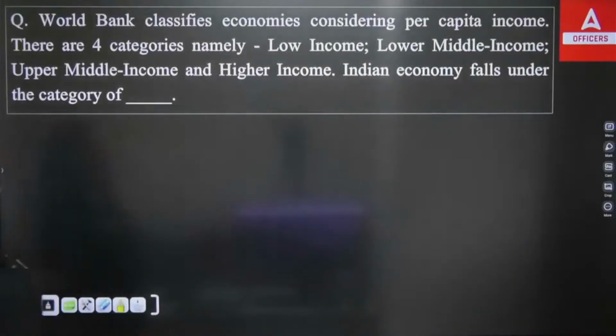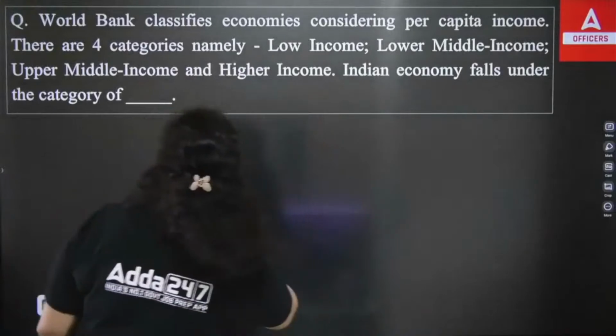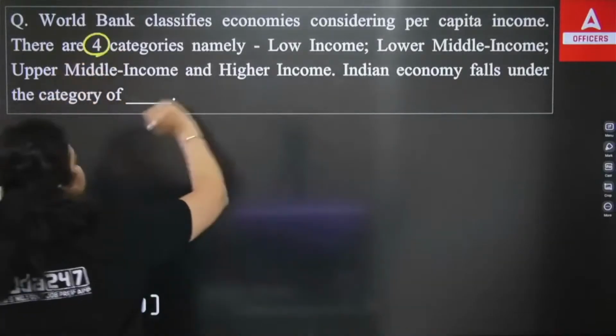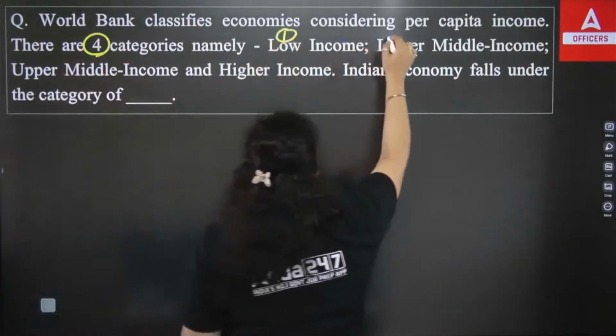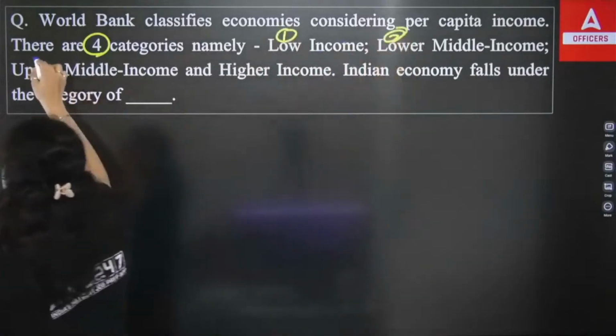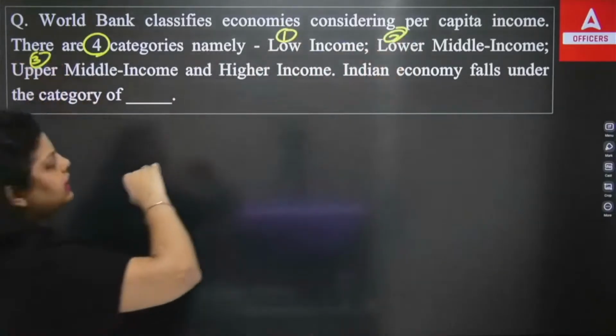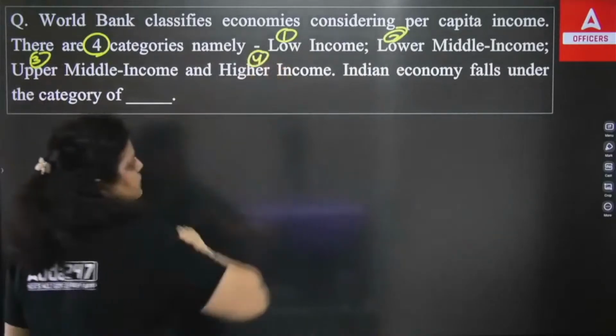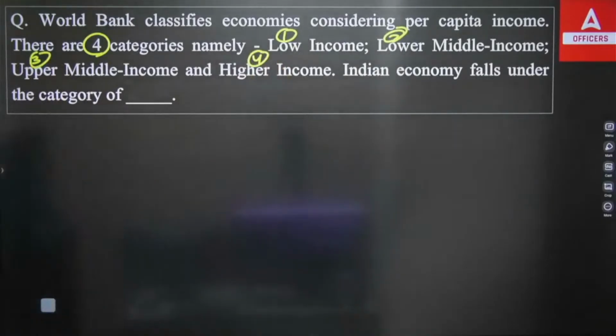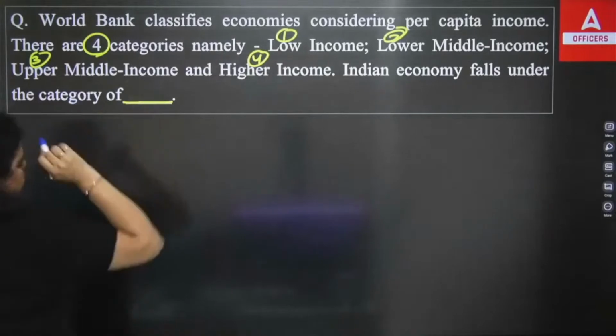World Bank classifies economies considering the per capita income. There are 4 categories. The first category is low income countries, second category lower middle income countries, third category upper middle income countries, and the fourth category is higher income countries. Okay, and the Indian economy falls under the category of dash.